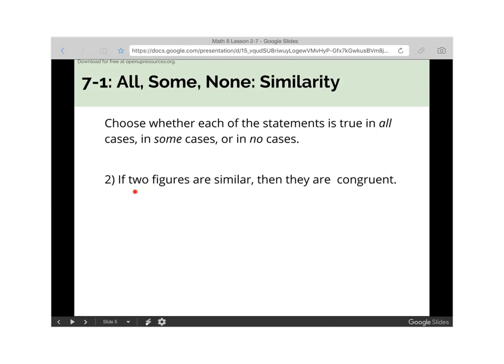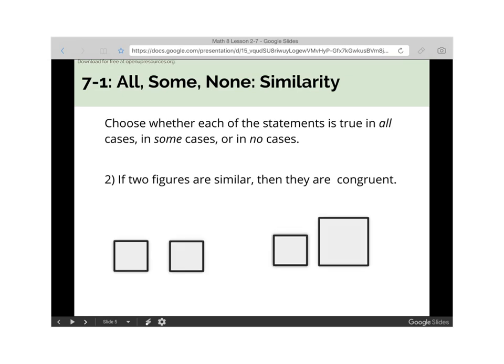Let's look at number 2. If two figures are similar, then they are congruent. What do you think? From our last question, we saw that two congruent shapes, like these two rectangles below, are also similar. So these two congruent shapes must be similar and congruent. So sometimes it's true.